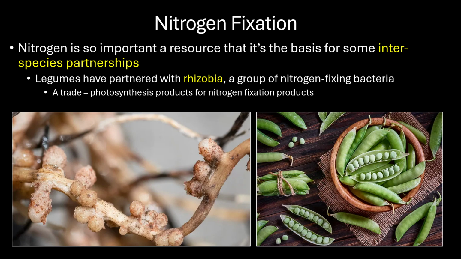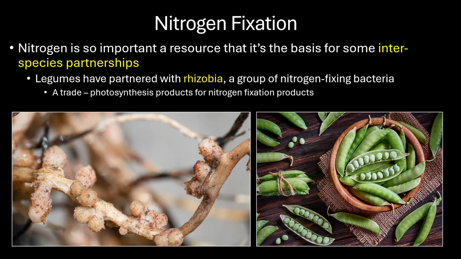The plant is going to provide the bacteria with the products of photosynthesis, which they're not doing. The very important resource of organic carbon, accessible carbon. And in exchange, the bacteria are going to trade fixed nitrogen. They're going to trade ammonia for these products.